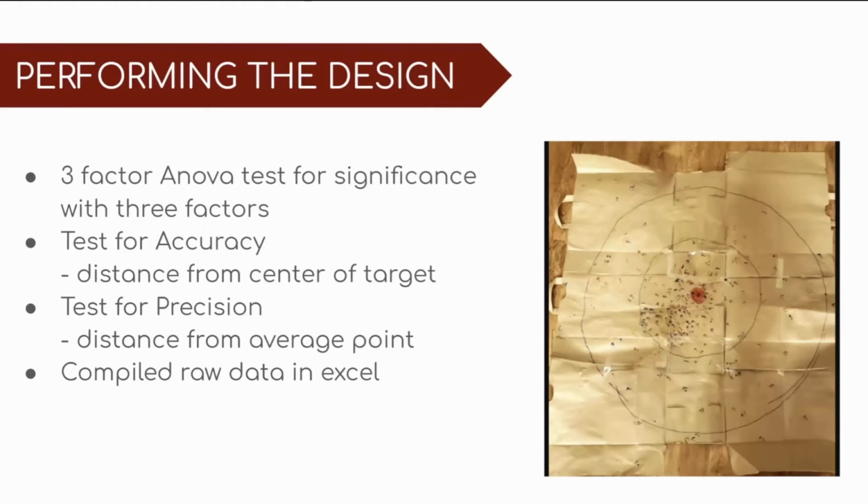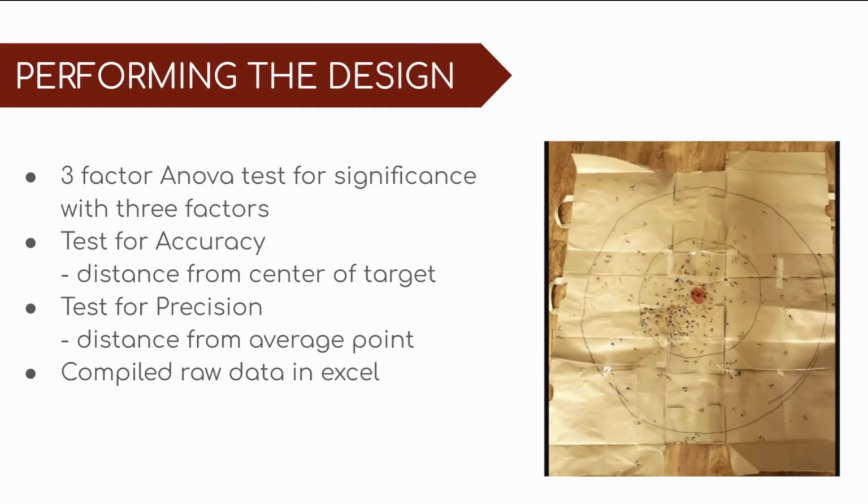As far as performing the design, here you see a picture of the actual target that was used, but there's a clearer picture coming up. But basically, for the performing part, we used a 3-factor ANOVA test for significance, and then we wanted to test for accuracy, and by accuracy we meant the distance from the center of the target.